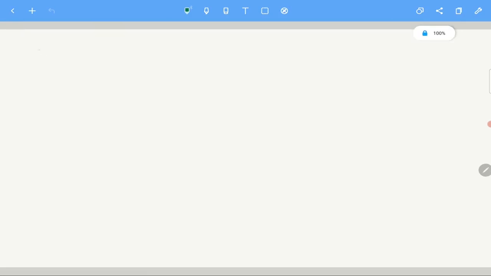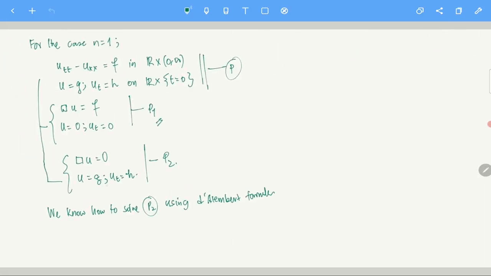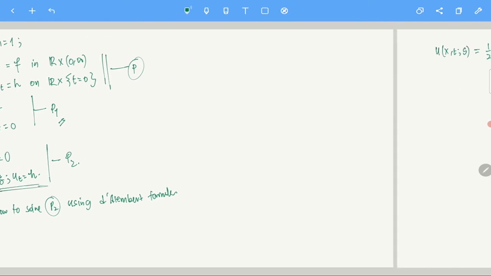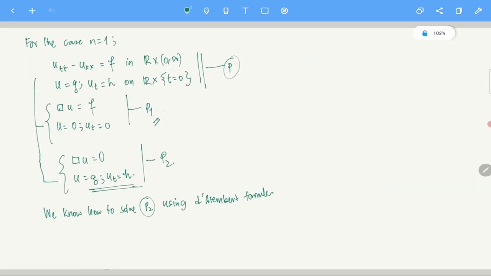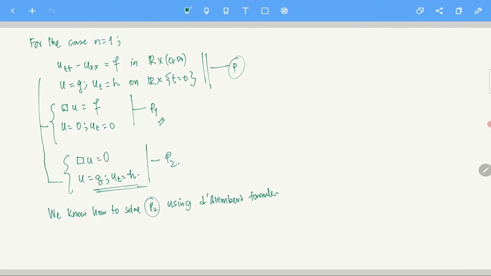U of x t comma s, basically this is your WF, that if you want to write it from D'Alembert's. So essentially this problem P2 for the time t equals to s, if you want to write. So basically if I want to solve this P1, I can solve P2 for t equals to s, right? And then go from there. So I'm going to do something like this. I hope you are understanding what I'm trying to say.